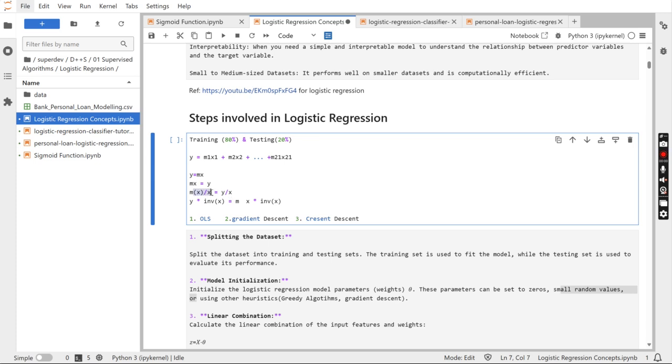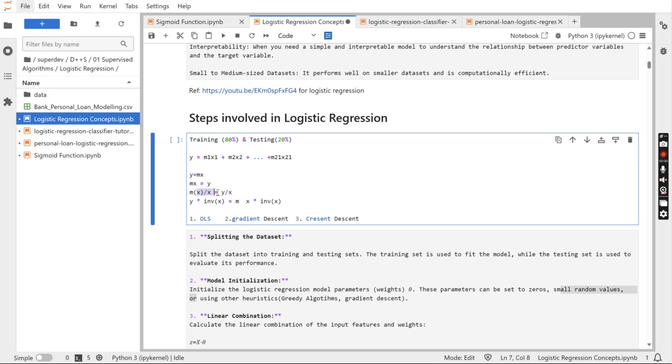So this way I can get rid of x divided by x on one side. Here I'll get y by x. Both are one and the same. If you look at the first equation I wrote, x divided by x is 1, so essentially it is m equals y by x only.